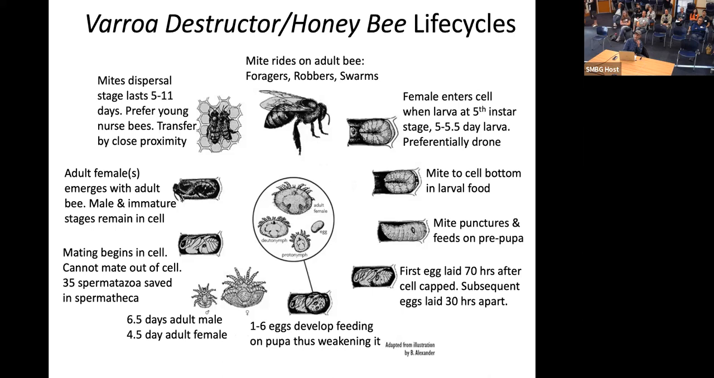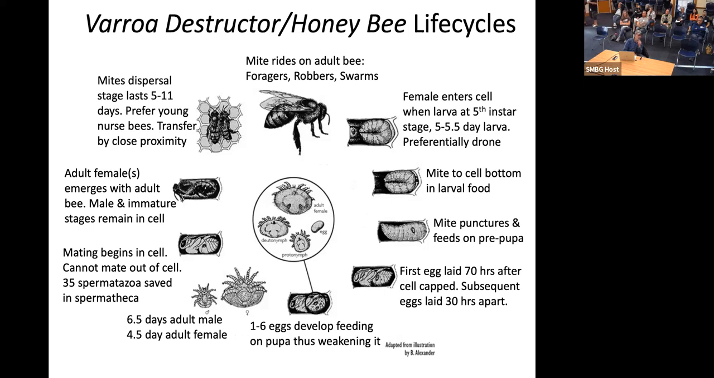And at 70 hours, that mother mite, or the foundress mite, she's called, lays the first egg. And that first egg is a male egg. They're haplodiploid just like honeybees. So the first egg is not fertilized.